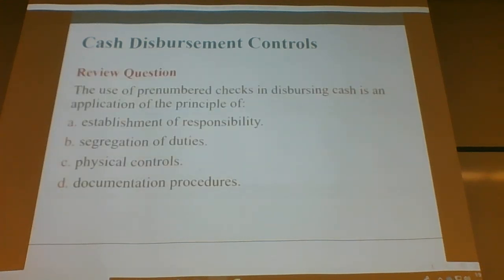All right, review question. It says the use of pre-numbered checks in disbursing cash is an example of the principle of. Anytime you see pre-numbered checks, you need to associate that with a documentation procedure.